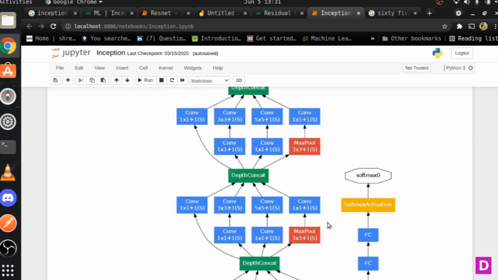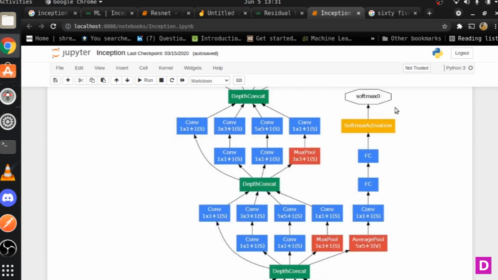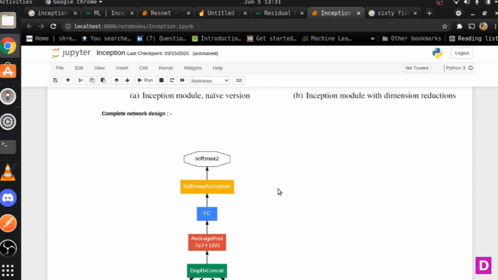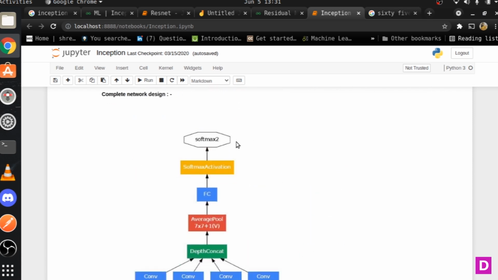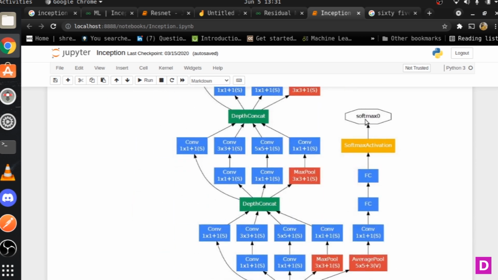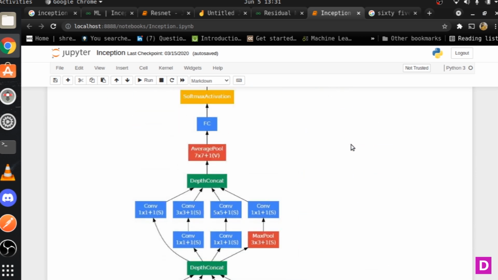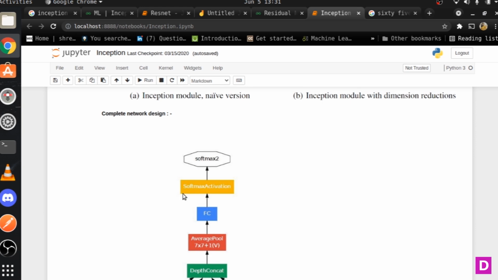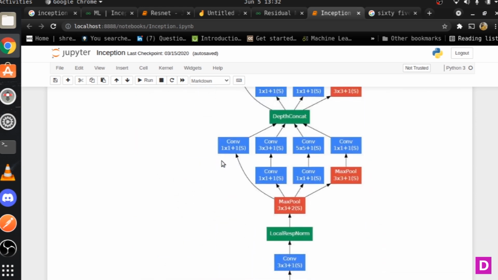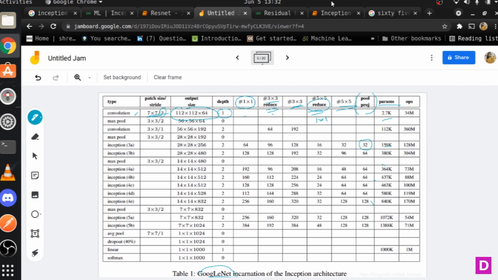So here you have one auxiliary branch, and here you have another auxiliary branch. In the final output, the final loss was calculated from softmax 2, softmax 1 and softmax 0 together. So this is the basic network design of Inception V1 or GoogleNet, right? Now let us get back to it.